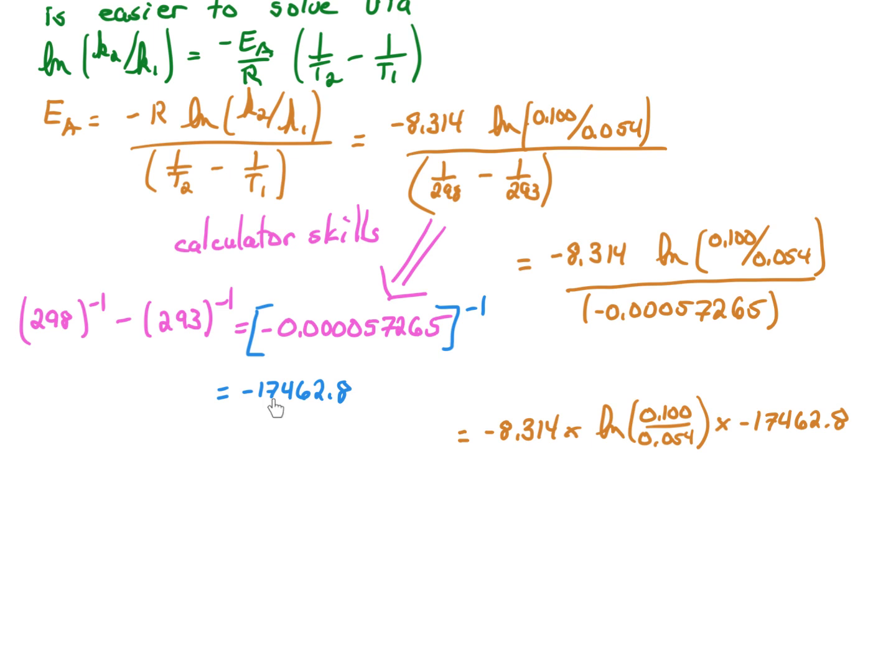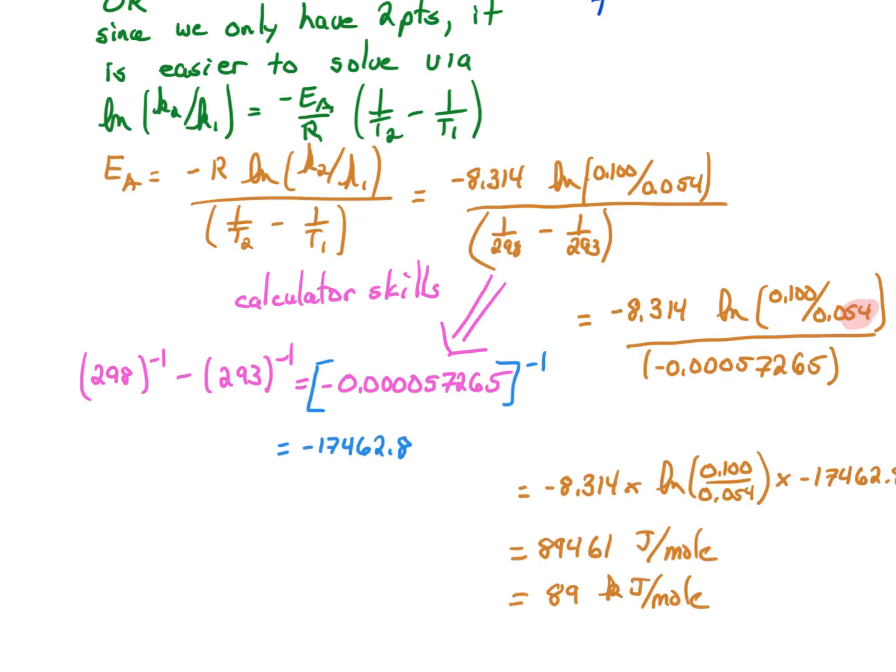So we've gotten it into our calculator display, hit to the minus 1, taken its reciprocal, and now that this number is in the display of the calculator, we multiply it by negative 8.314 and the natural log of this ratio. And we finish the problem accordingly. So this result is here, and this is going to be in units of joules per mole. We convert that to kilojoules per mole for our final answer.